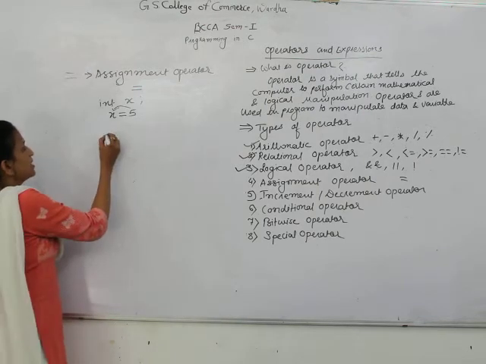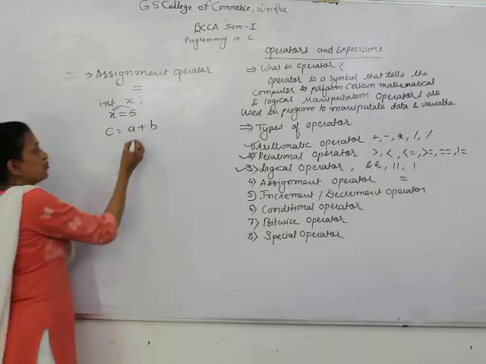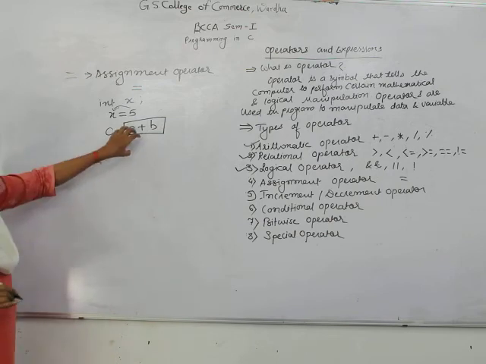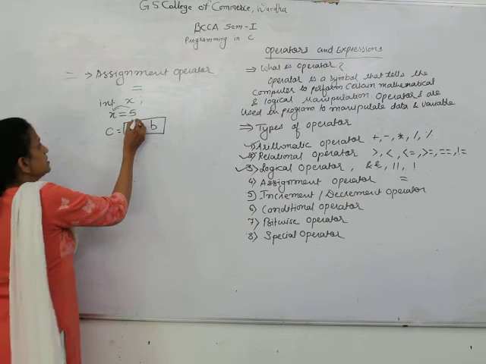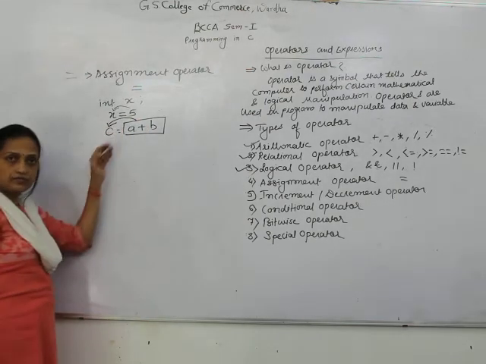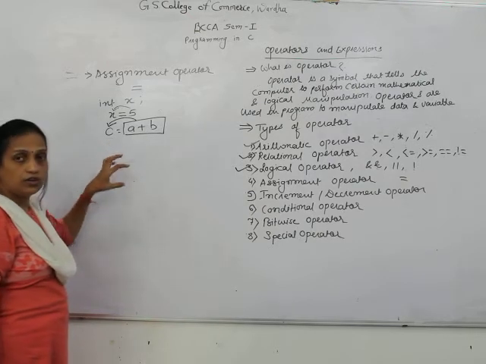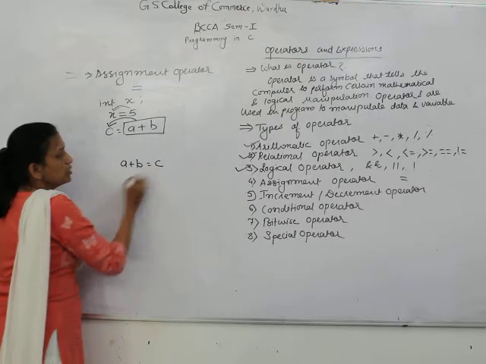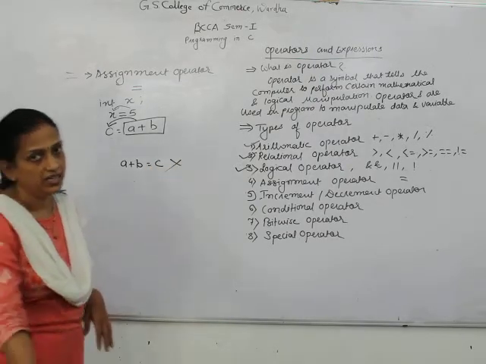Then for example, C is equals to A plus B. Whatever you got by this expression, this will be assigned to the C. That means again you can draw this kind of arrow. Don't be confused. Don't write A plus B equals to C. This is a wrong, invalid expression in C.